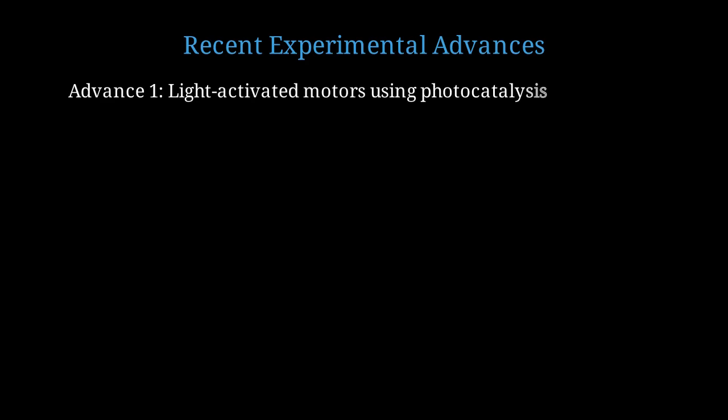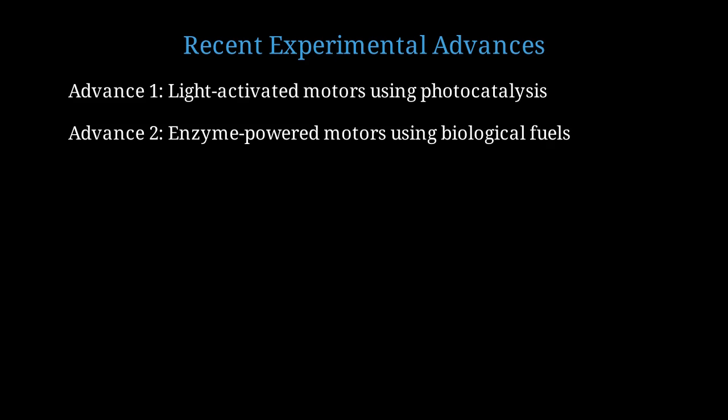Researchers have developed light-activated motors using photocatalytic materials like titanium dioxide. These can be switched on and off with light, providing external control. Enzyme-coated motors can use biological fuels like glucose or urea. This is a major step toward biocompatible systems that could operate in living tissues.